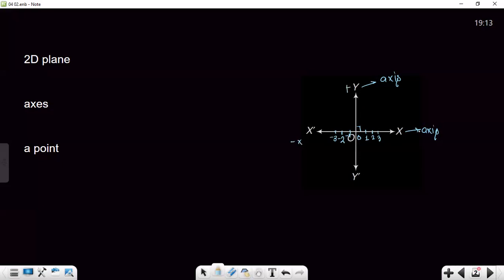This is plus of y, this is plus of x. So +1, +2, +3, like this. Similarly, -1, -2, -3. This is y dash or minus of y, part of x.